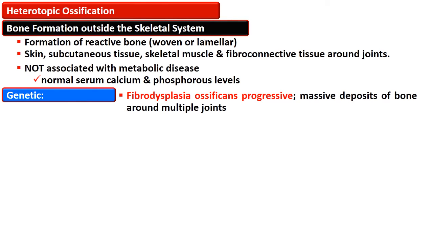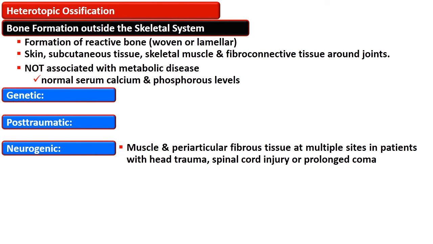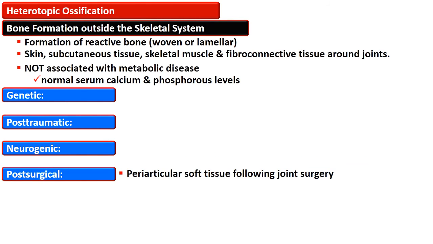It is a disease in which there are massive deposits of bone seen around multiple joints. It is also common post-traumatically, when bone deposition or bone formation is seen in hematomas and skeletal muscle. The muscle and periarticular fibrous tissue at multiple sites in patients with head trauma, spinal cord injury, or prolonged coma are also seen producing heterotopic ossification.